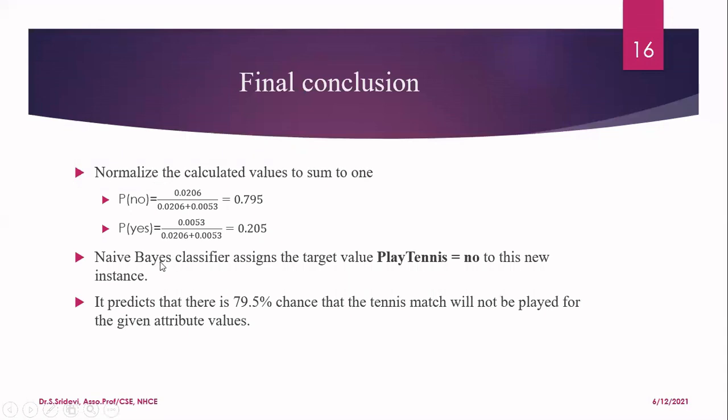So the naive Bayes classifier assigns the target value play tennis equal to no to this particular new instance. And it predicts that there is a 79.5% chance that the tennis match will not be played for the given attribute values. So this is how you have to conclude the given example.